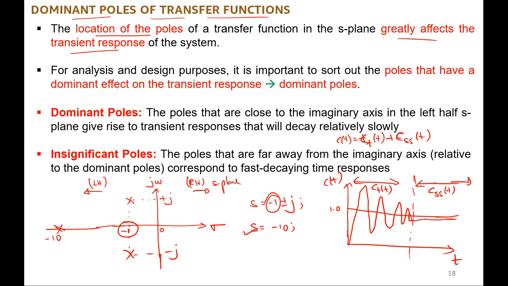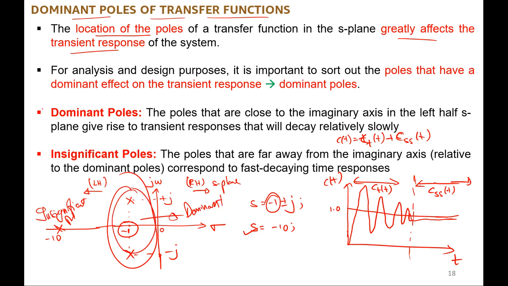So if it is 5 times or 10 times, then we say that this is an insignificant pole. This is not significant, and it is not going to judge the behavior of the system. This is an insignificant pole. Whereas these complex conjugate poles we call dominant poles, because they are going to judge the behavior of the system. Hence we call them dominant poles.